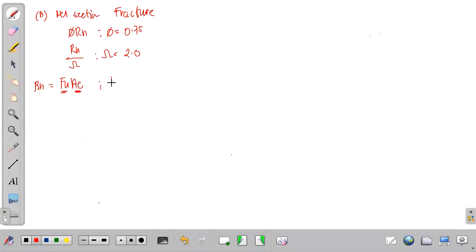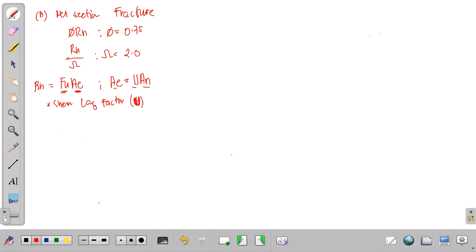Okay? So the equation of Ae is equal to capital U, that is our shear lag factor, times the net area. Okay? So we need to find our shear lag factor, and of course, we need to solve for our net area for us to determine our effective area. Okay? So for our shear lag factor, that is the U. Okay, so how to determine our shear lag factor?